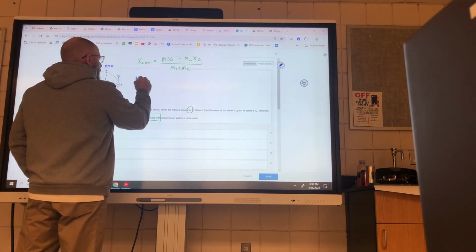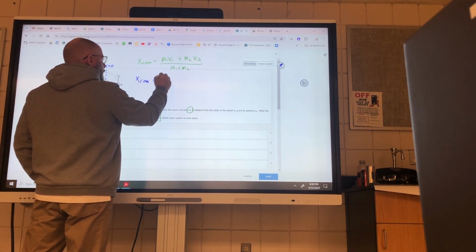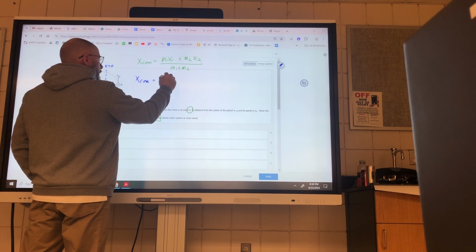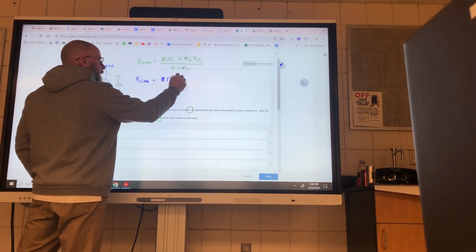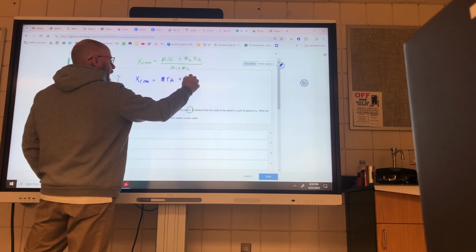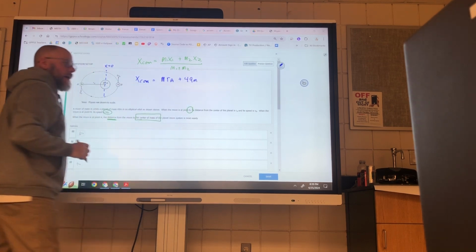So x center of mass is equal to m, and then what's its distance from here? R_A plus 49m times what?